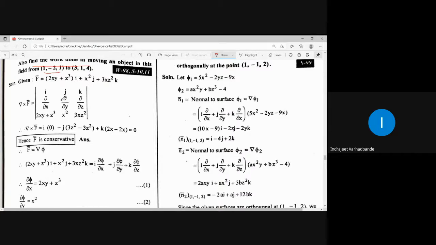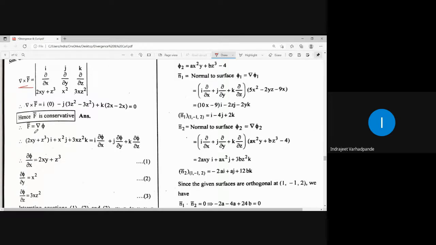Now, in the case wherein we are calculating the work done moving from point A to point B, initially we will be calculating del cross F bar. Del cross F bar is the determinant of i, j, k, del by del x, del by del y, del by del z, and after simplification, we are able to show that it is conservative.